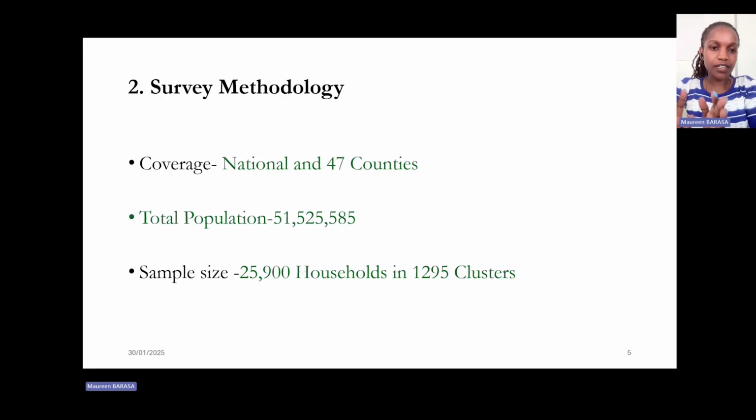On to our methodology, the coverage was a total of 48 components. It was at the national level first, and then the 47 counties each individually were included in the survey. Then as of 2024, Kenya had a total population of 51,525,585. So the sample size for the survey that was conducted was 25,900 households. And for these 25,900 households, they were placed in 1,295 clusters.